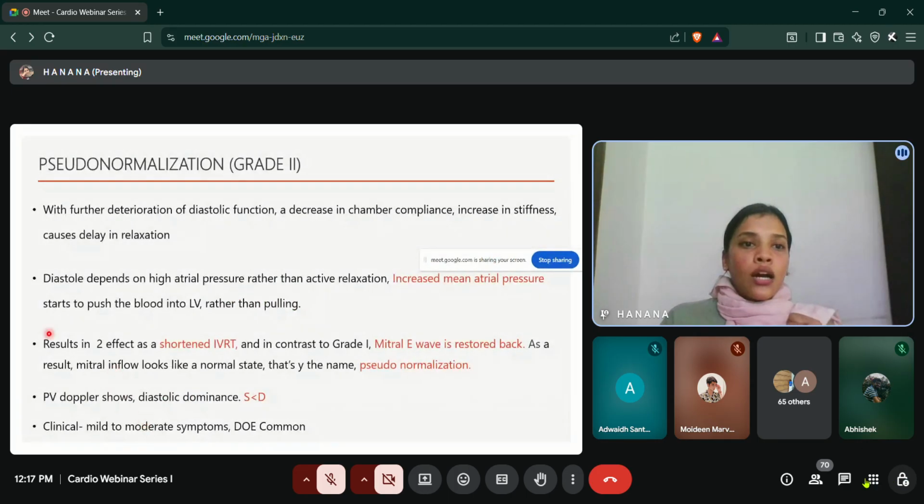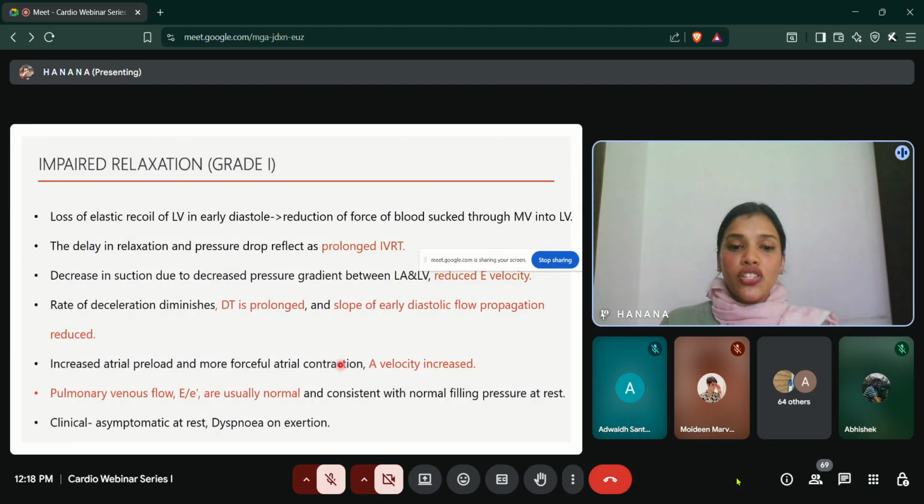Okay. Now pseudo-normalization, which is grade 2 diastolic dysfunction. Here there is further deterioration of the diastolic function. The relaxation is decreased, chamber compliance is also decreased, and there is stiffness in the left ventricle, so it all affects the relaxation. So there will be delay in the relaxation. The LV's condition is deteriorating, but at the same time the atria try to compensate. Earlier we told you that the left atrial pressure is almost within normal limits, so it is not affected right now.